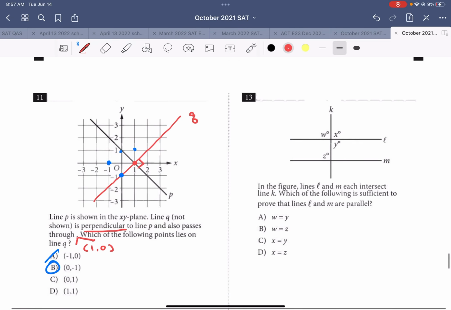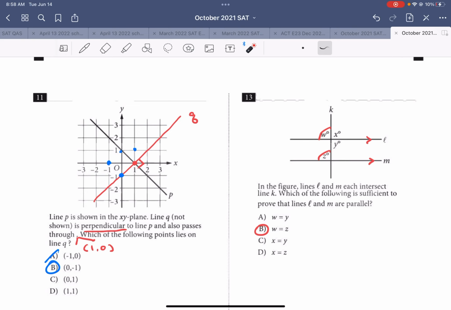Number 13. In the figure, lines L and M intersect line K. Which of the following is sufficient to prove that lines L and M are parallel? As long as these two angles, which we call corresponding angles, are congruent, then the two lines are parallel. So W and Z, that should be sufficient.